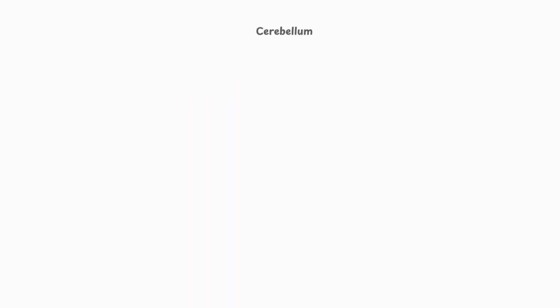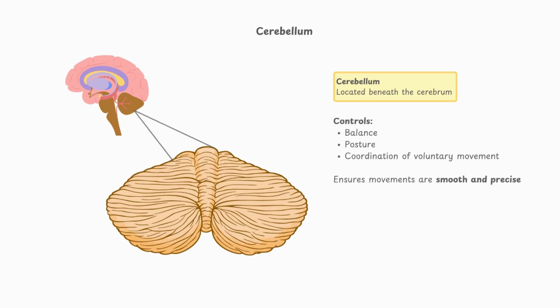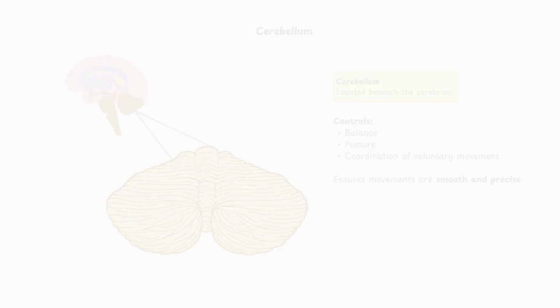The cerebellum is located underneath the cerebrum. Its main role is to control balance, posture, and the coordination of voluntary movements. It receives information about body position and adjusts muscle activity so that movements remain smooth and controlled.